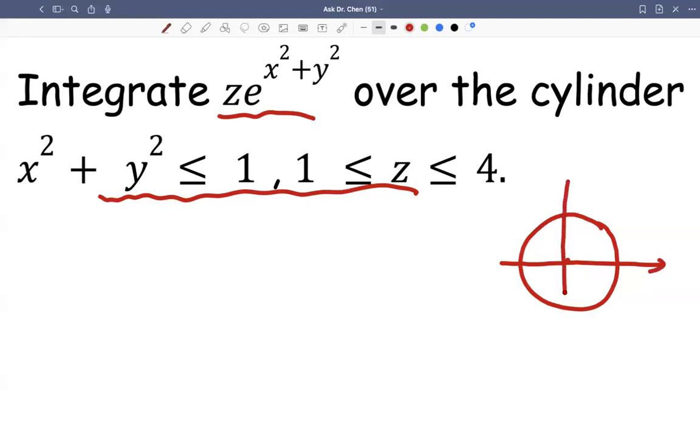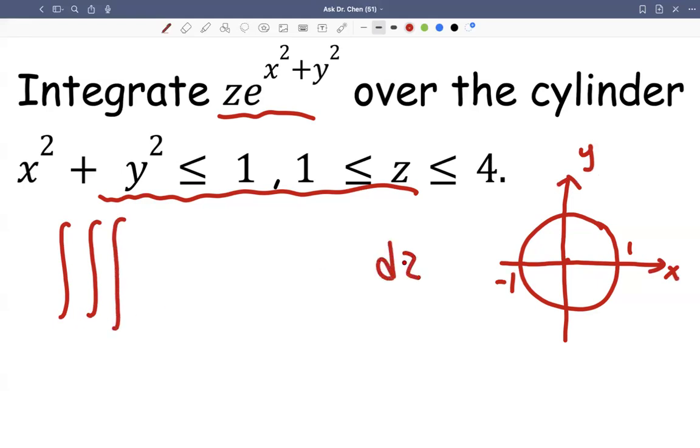So in these two directions, the unit disk is 1, this is the -1, and the x-axis and the y-axis. Right? So one way you could set up the integration in terms of x, y, z. So z direction, let's put the z direction outside. Z direction goes from 1 to 4. And that may be dy, dx.